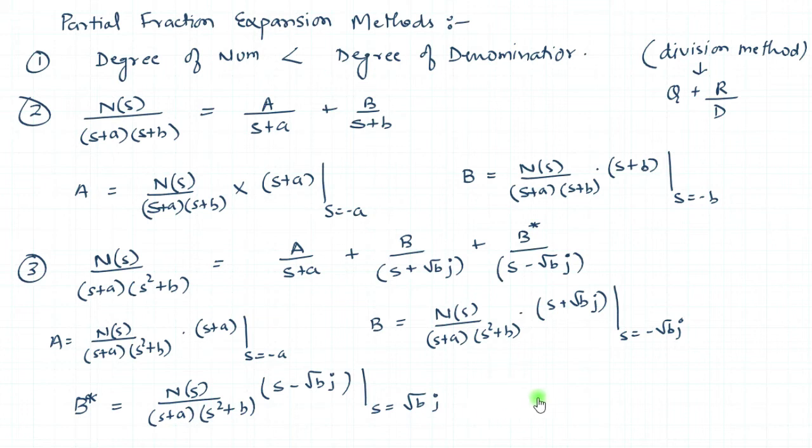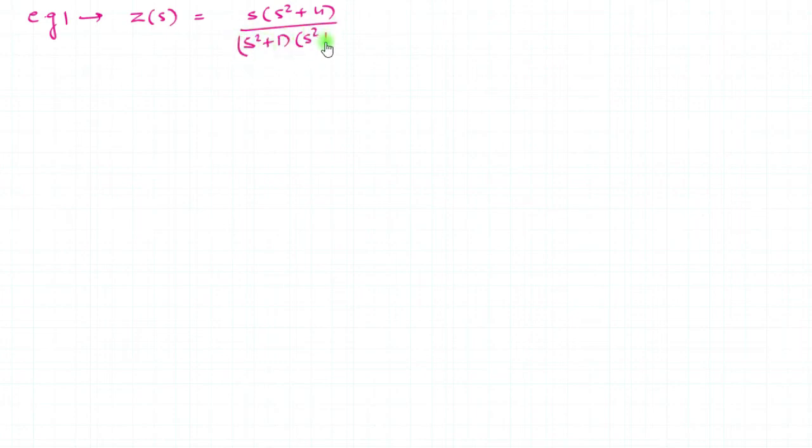Let us perform some numericals. Here we are given Z(s) equal to s into (s square plus 4) divided by (s square plus 1) into (s square plus 9), and we are required to synthesize it using Foster 1 and Foster 2 forms.